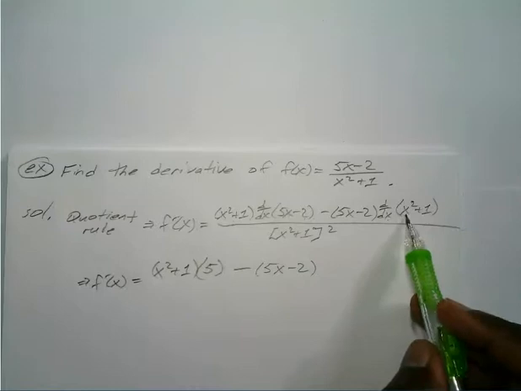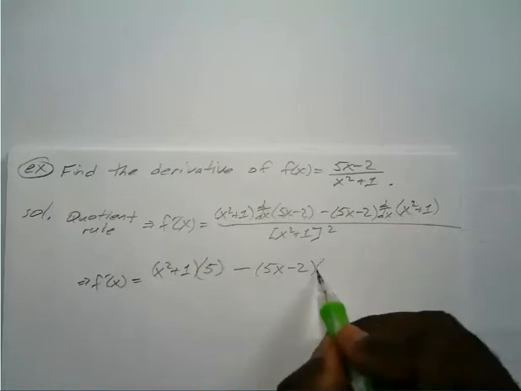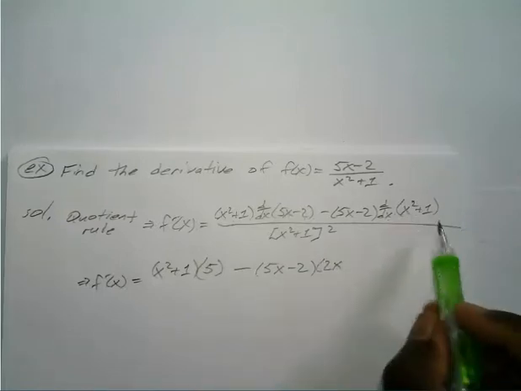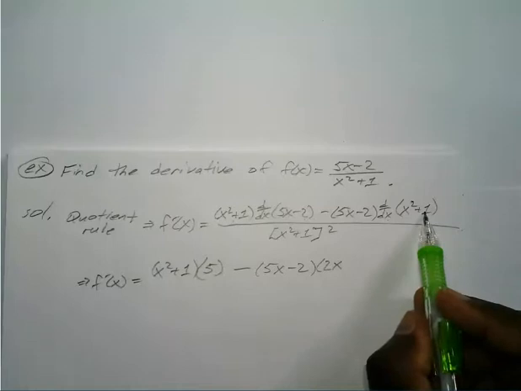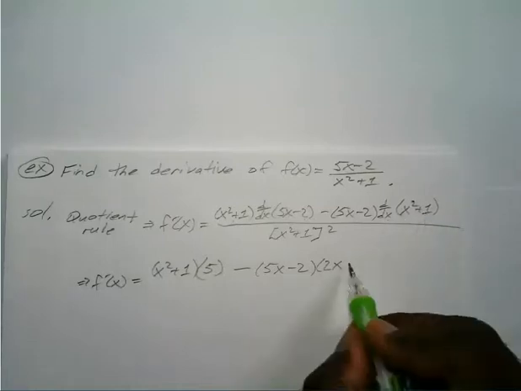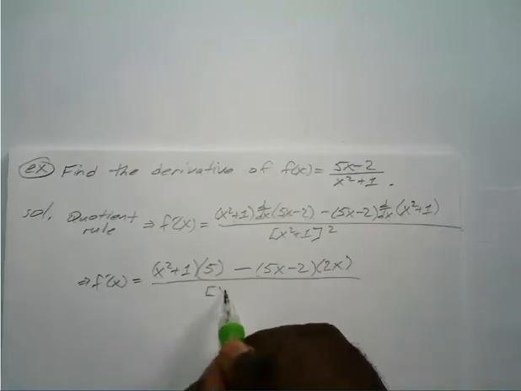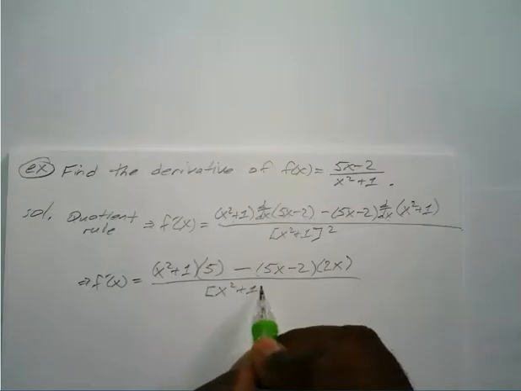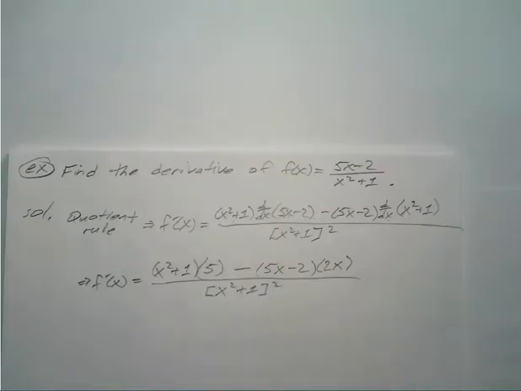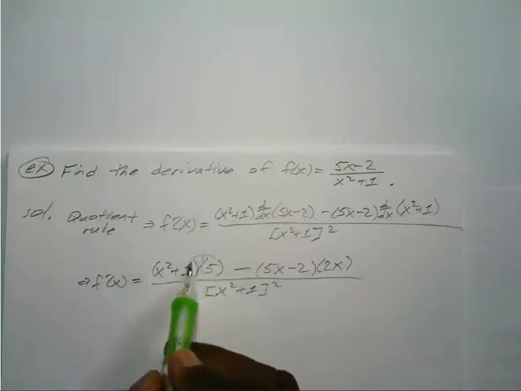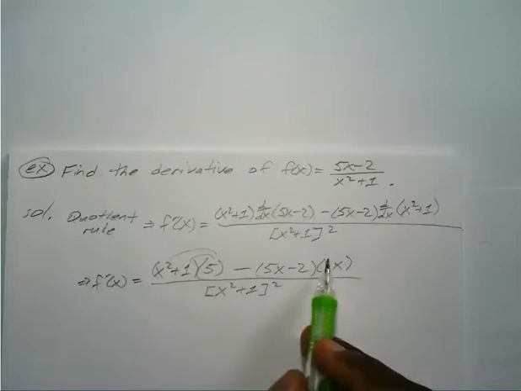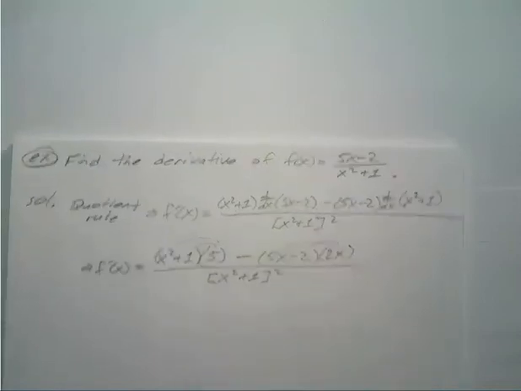times the derivative of x squared plus 1. So the derivative of x squared, just bring down that 2. So you have 2x. And derivative of 1, derivative of a constant is 0, so that's just 0. So 2x plus 0 is just 2x. And that's all over x squared plus 1 squared. Okay, so now moving on, we're going to go ahead and just distribute that 5 and distribute that 2x.